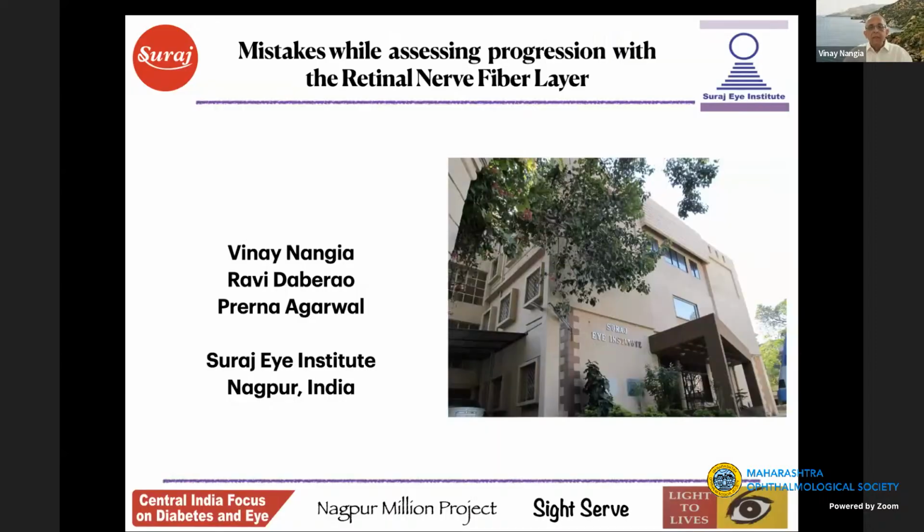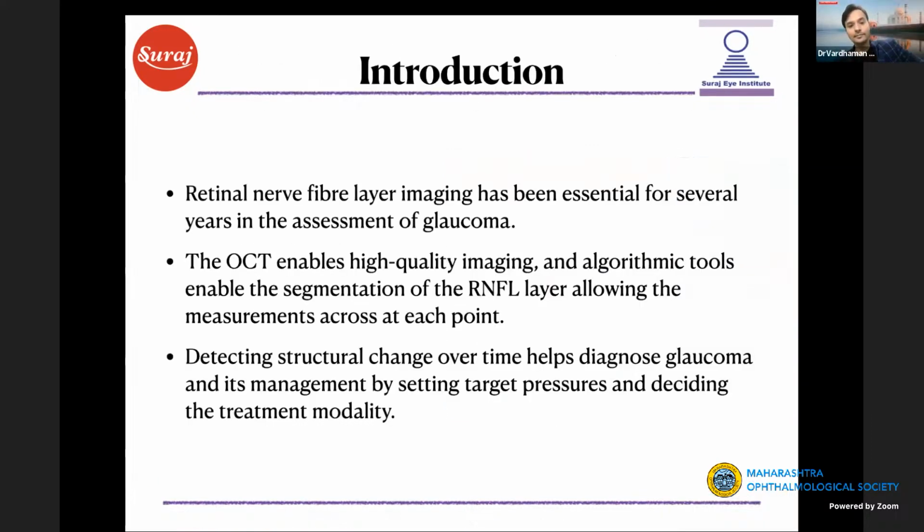So I'm going to talk to you about mistakes while assessing progression with the retinal nerve fiber layer. Retinal nerve fiber layer imaging has been essential for several years in the assessment of glaucoma. And the OCT enables high quality imaging, and algorithmic tools enable the segmentation of the retinal nerve fiber layer, allowing measurements at each point.